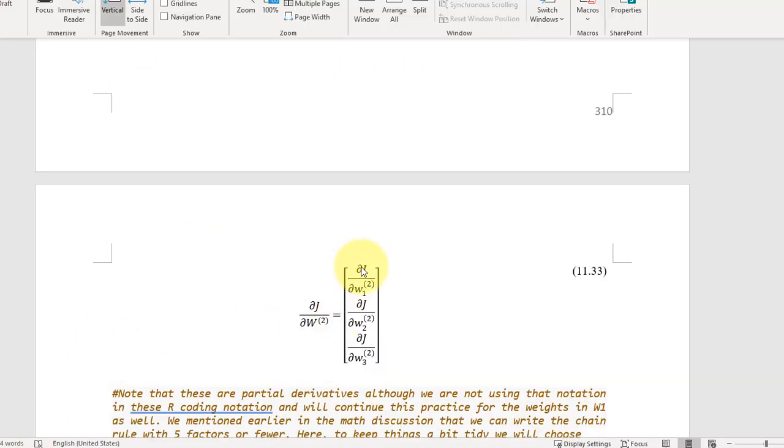Again, we said that we want the partial of J with respect to W2 sub 1, the partial of J with respect to W2 sub 2, the partial of J with respect to W2 sub 3. And then once we calculate those, we could just store them in a matrix. Why not? Nothing special about storing them in a matrix, but we could just put them here and give that matrix the name partial of J with respect to capital W2. This is sort of telling us that it's a matrix, and it just contains these elements. It's just a place to store them.